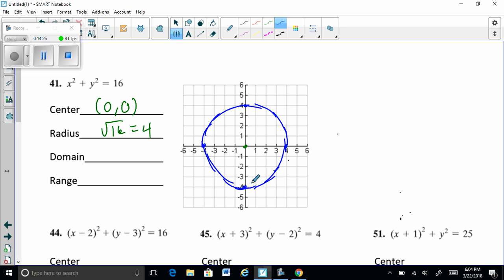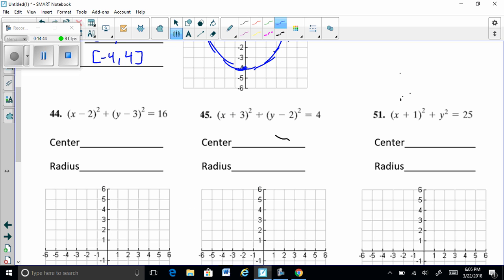All right, so domain and range, domain left to right. So this is a nice review from our last test. So from -4 to +4, and same thing for the range actually, from -4 to +4. Okay. All right, so now we get to do 3 more of these.